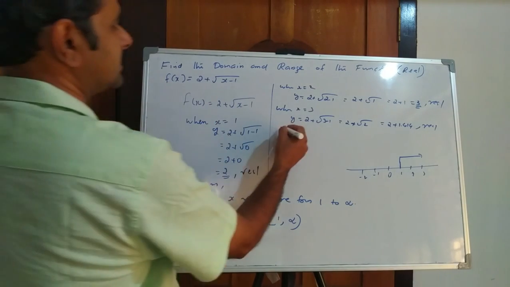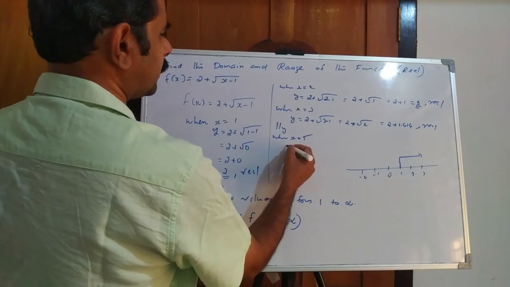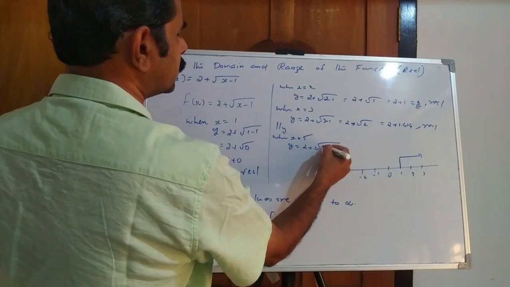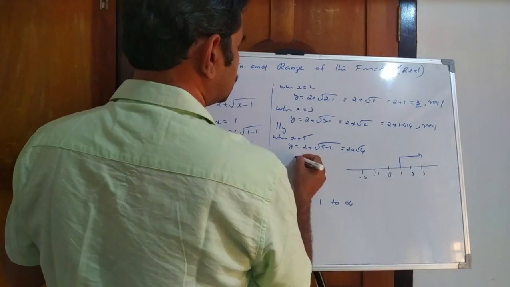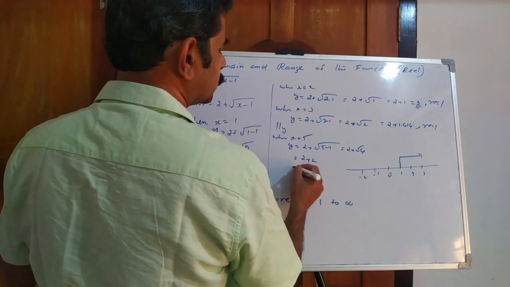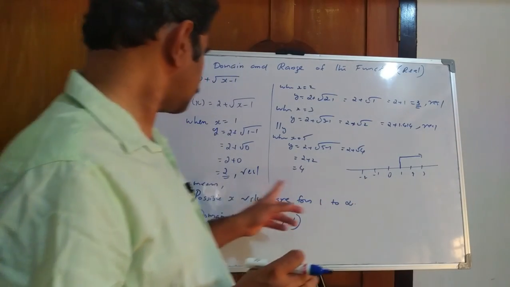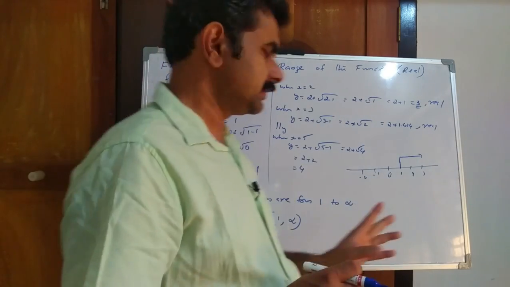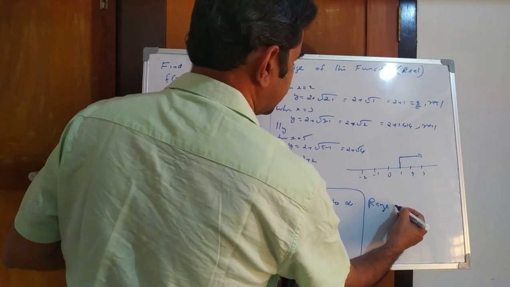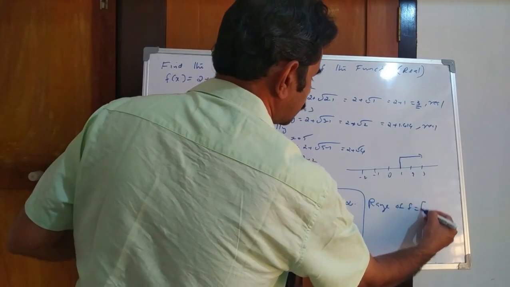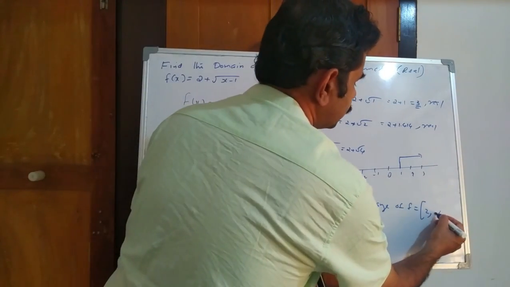When x is equal to 5, similarly, y is equal to 2 plus root of 5 minus 1, that is 2 plus root of 4, that is 2 plus, what is root of 4? 2. 2 plus 2, 4. So, y values are approaching from 2 to infinity, isn't it? 2 to infinity. Then, range is what? Range of f is equal to, starting point is 2, and this will end at infinity.